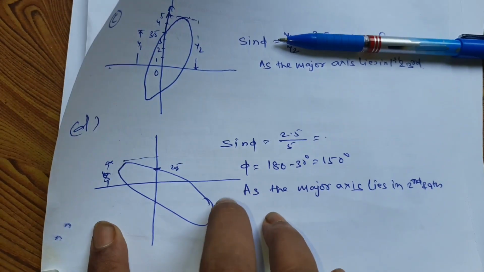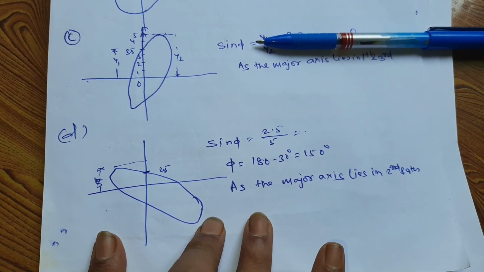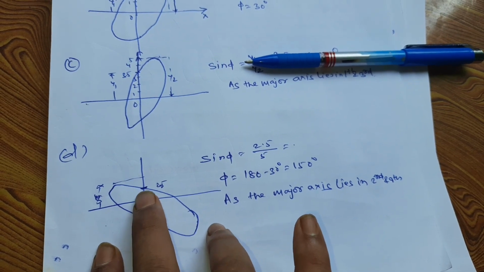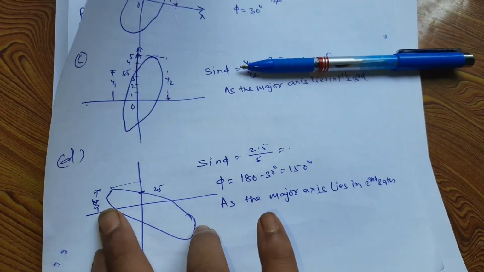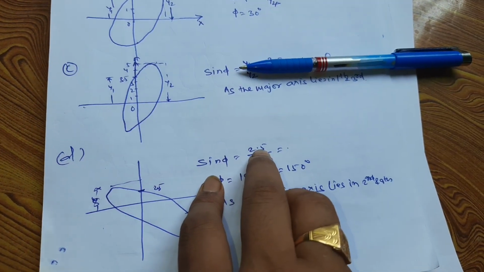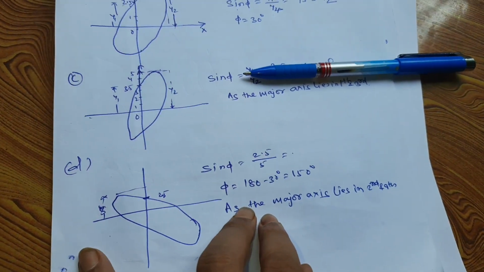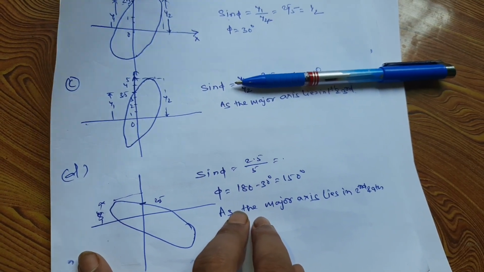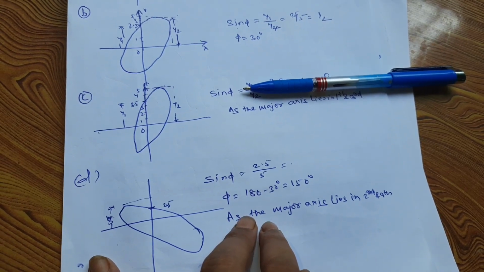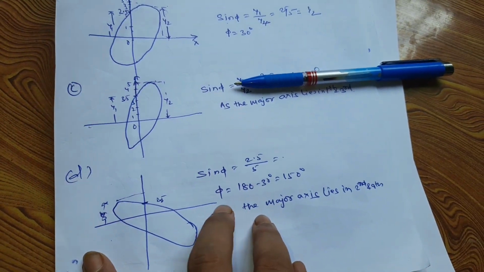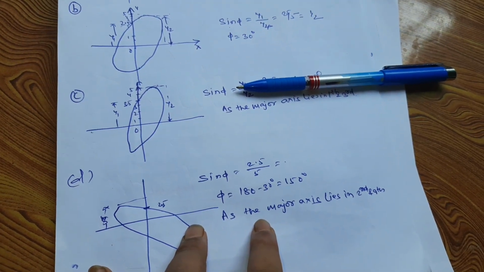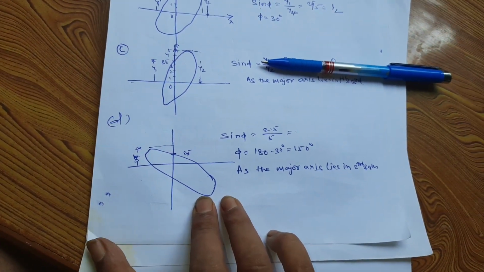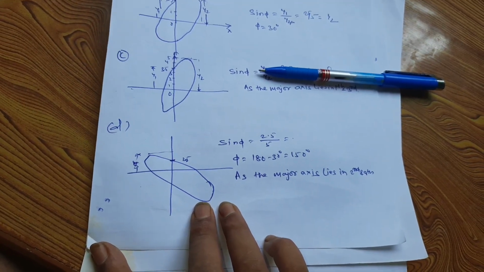In the next problem, again an ellipse, but the ellipse lies in the second and fourth quadrant. So again we have to measure the cut point along the y-axis. The cut point along the y-axis is y1 equal to 2.5 and y2 is equal to 5. So sin phi is 2.5 by 5, that means 0.5. But the major axis of the ellipse is along the second and fourth quadrant. So the phase angle is 180 minus 30 degree, that means 150 degree, because the major axis lies in the second and fourth quadrant. In this way we can find the phase difference between two sinusoidal signals using the Lissajous pattern.